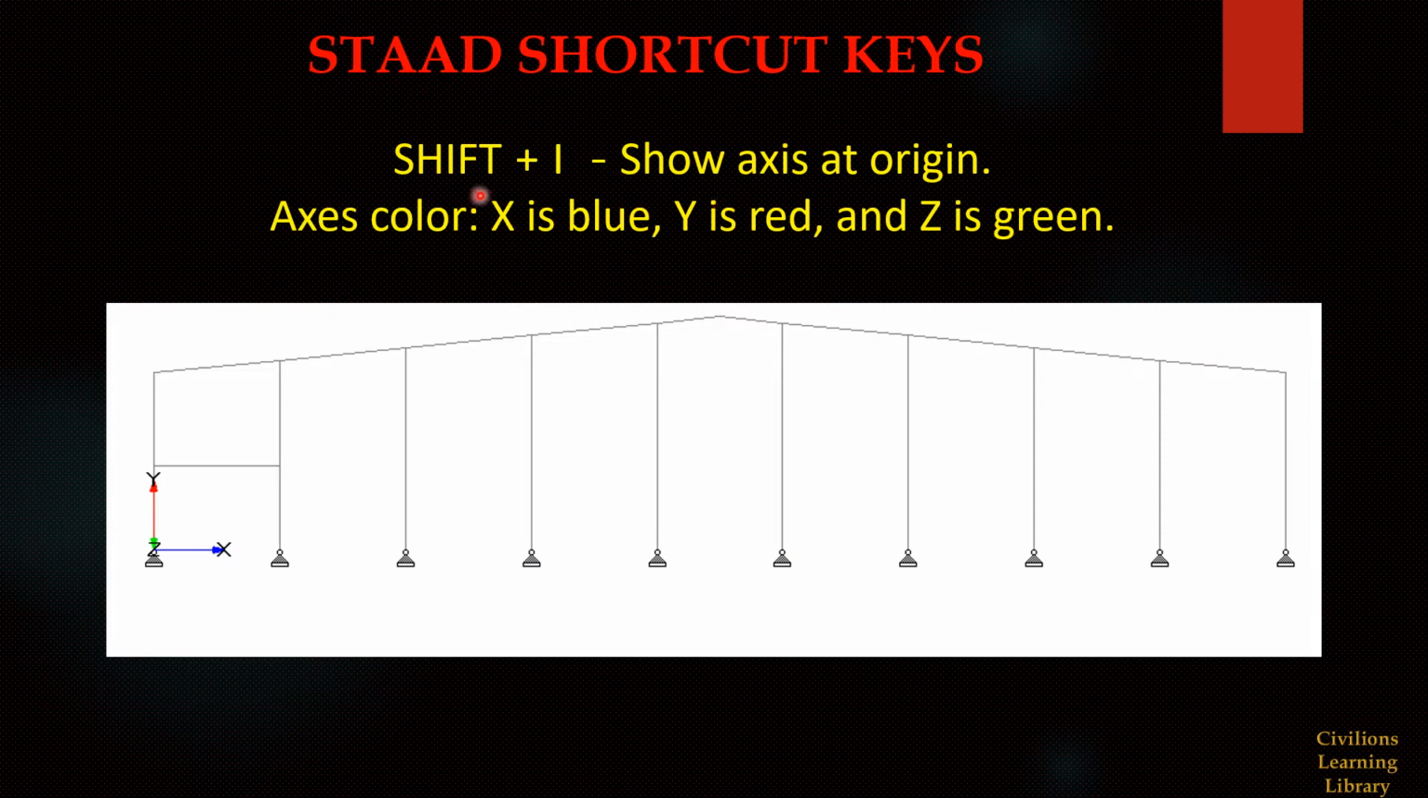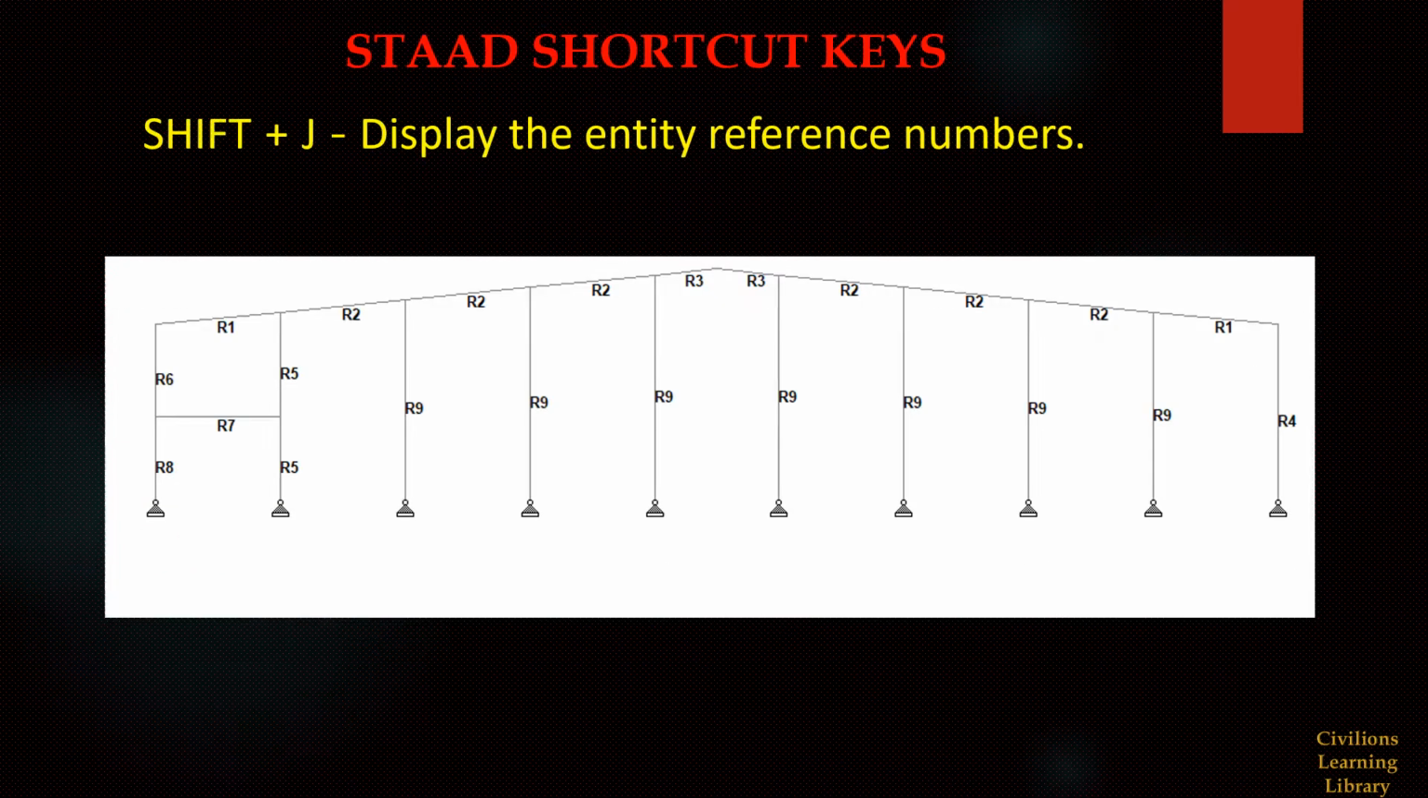Shortcut key Shift plus I is used to show the axis at origin. You can see the axis here. Here the axis color is x is blue, y is red, and z is green. Shift plus J shortcut key is used to display the entity reference number. Here you can see R1, R2, R3, whatever entity is used for each profile, it will display here.